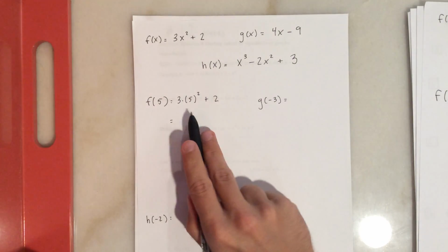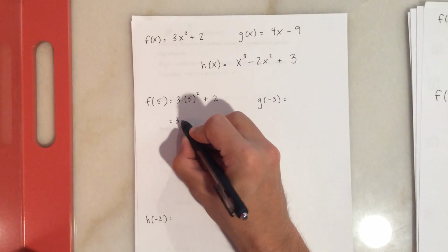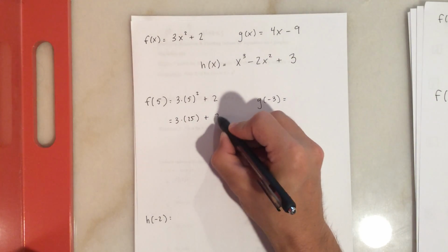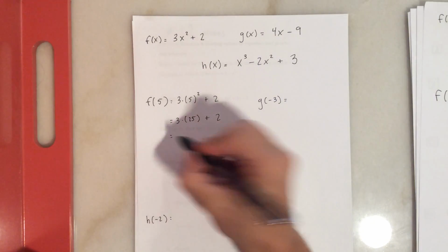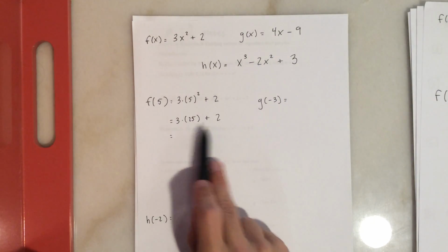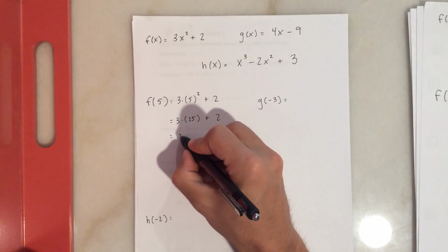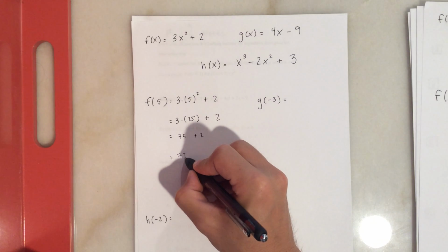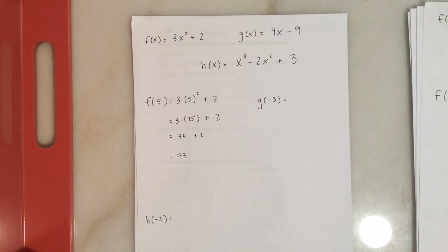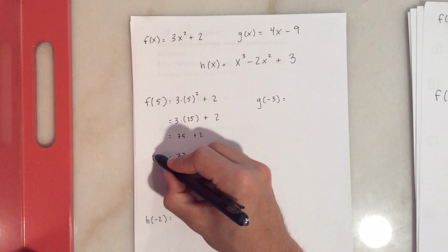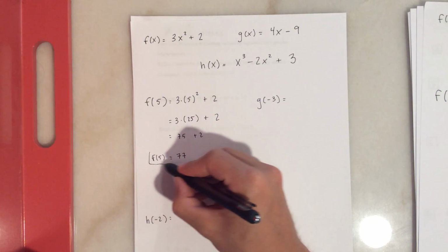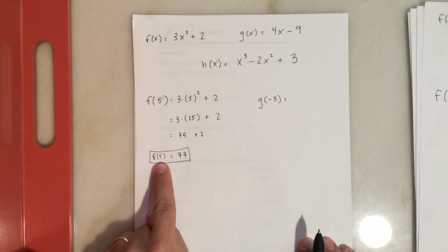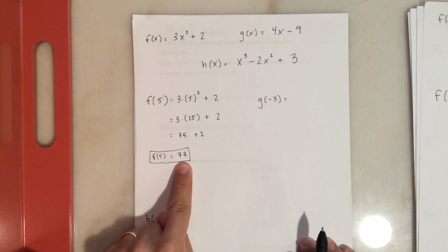So PEMDAS, we're going to handle the exponent first. So that's 3 times 5 squared is 25, plus 2. Again, PEMDAS, we're going to multiply and then add. So 3 times 25 is 75 plus 2. Hopefully you get that f of 5 is 77. F of 5 is 77. What we have just shown is that when x is 5, y is 77.